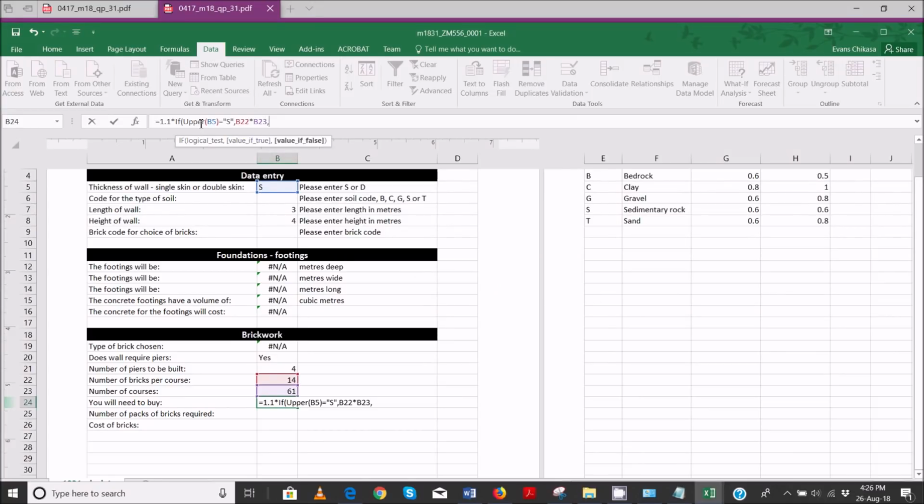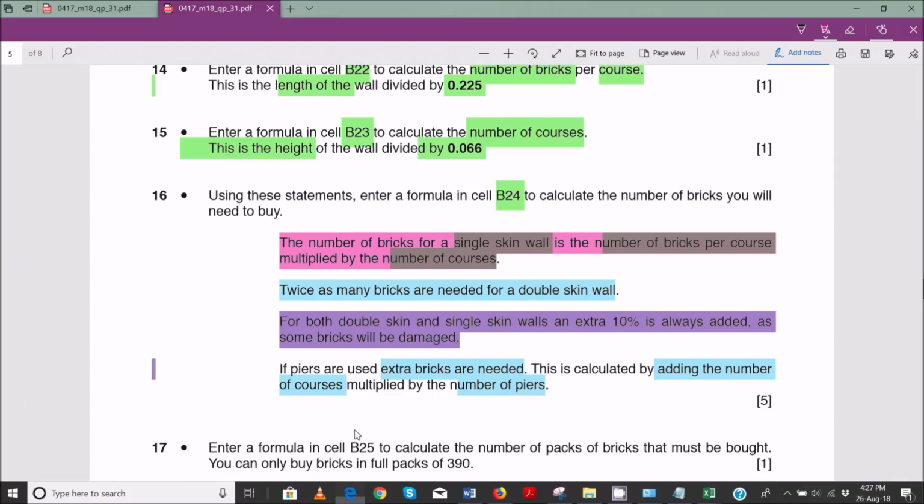So if it is not S, if this part evaluates to false, which means it is not S, whether small letter s or uppercase S, then it must be double. So it's twice as many. It's just as good as getting this value here, pasting it there, and multiplying it by 2. Okay, and then we have the last part here.